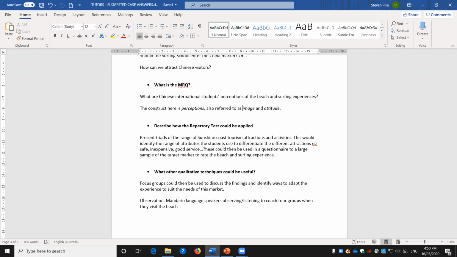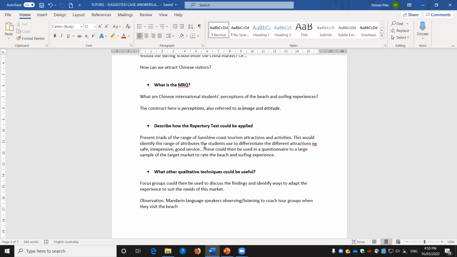But if that was for assessment 1, we wouldn't be using a questionnaire because we're only interested in qualitative research. So the qualitative use of the repertory test would be valuable by using triads to identify what are the attributes of tourism experiences that are important to Chinese visitors.